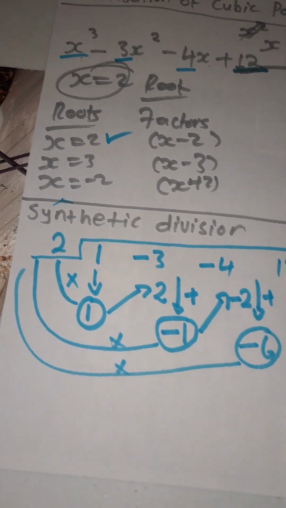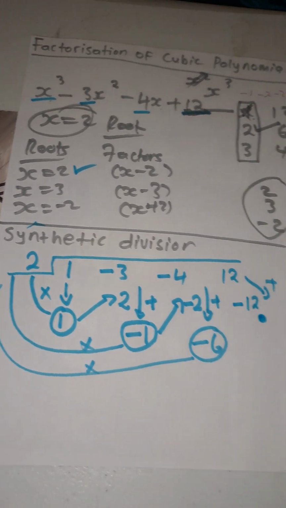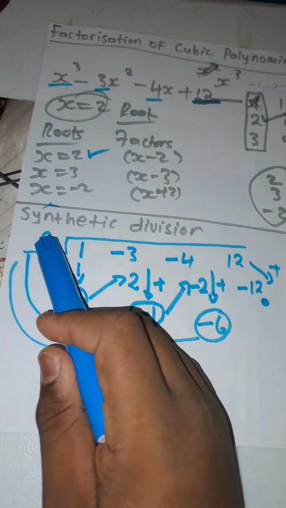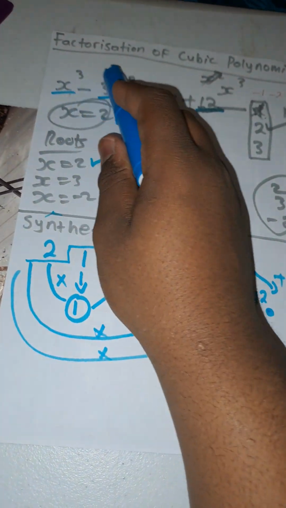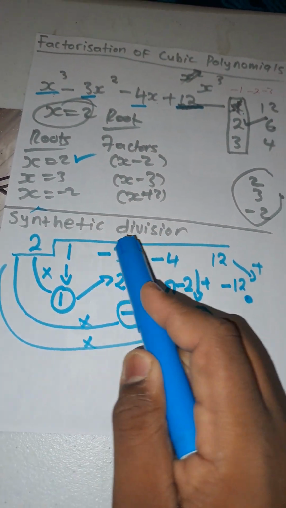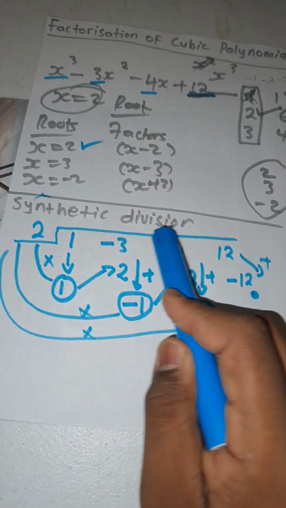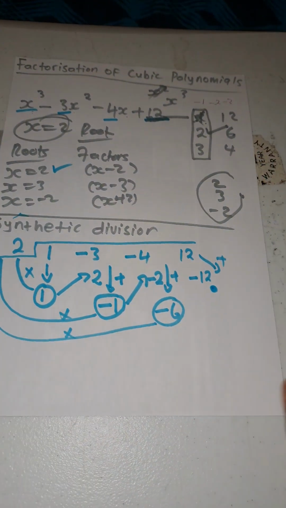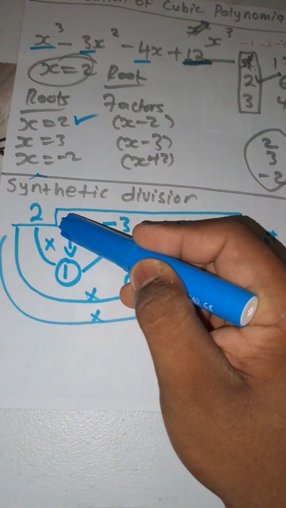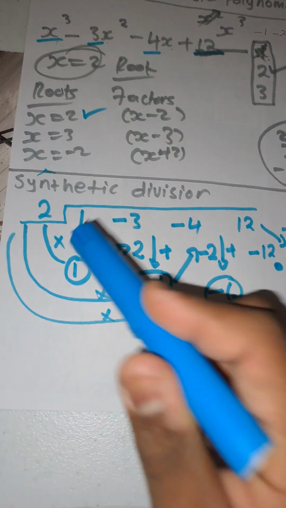After that, you put the root. You will have 3 roots that you'll get: 2, 3, and -2. So I chose 2. I will put the coefficients of the numbers that I see there. So I will have 1 and -3 and -4 and 12. And then I put the distance between them, because I want to separate them. The first thing that I do, I drop this one there. I put it here. I circle it because I'm going to use it.